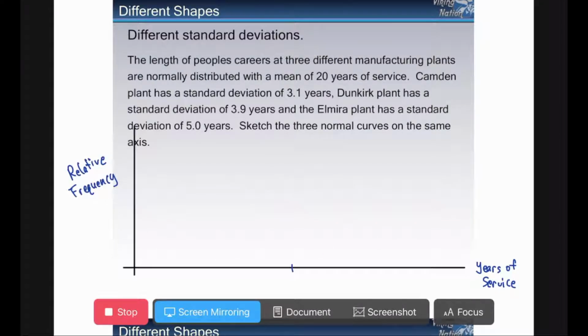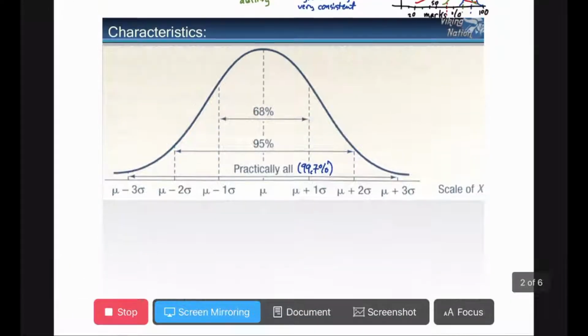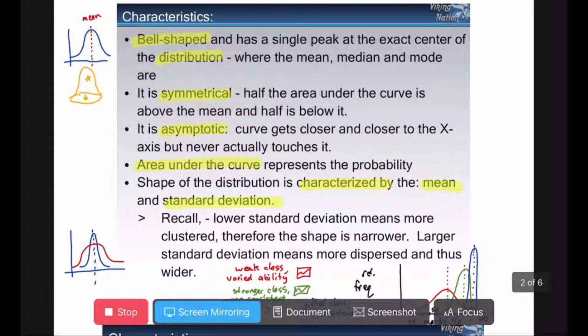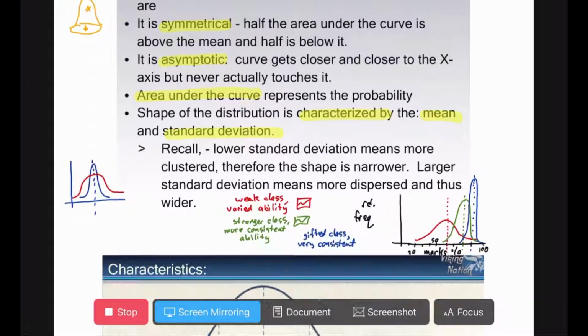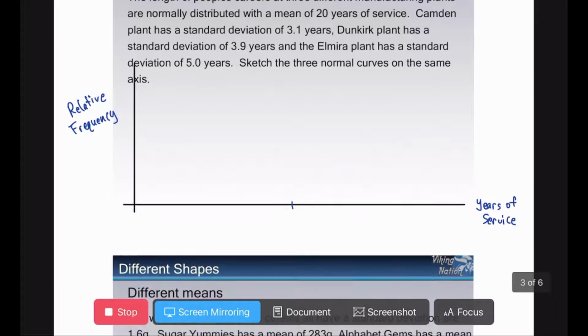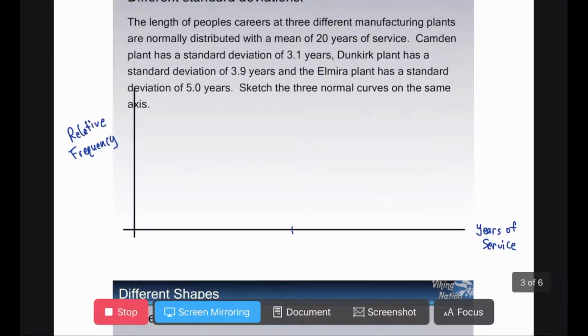The first thing I decided to do was start by labeling my axes. And so on the left, I have relative frequency, so on my y-axis, and on my x-axis, I have the years of service. And we know from our characteristics up here that the mean is in the middle. So half the area under the curve is above the mean and half of it is below it. So I'm going to start by indicating where my mean is, and it says in the question that my mean is 20 years of service. So let's sketch our curve with that in the middle.